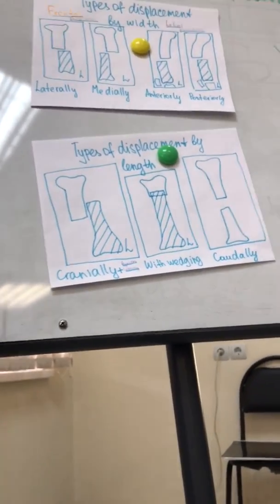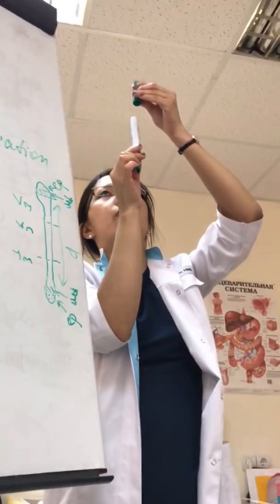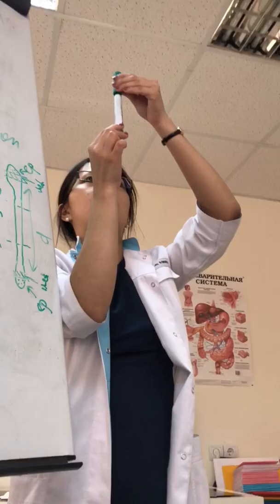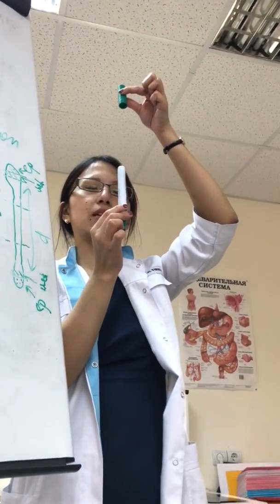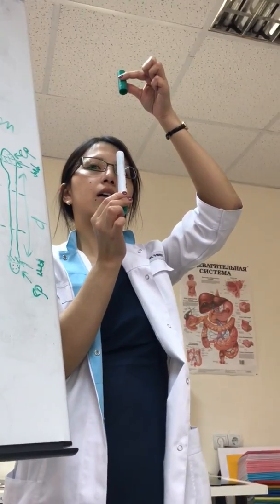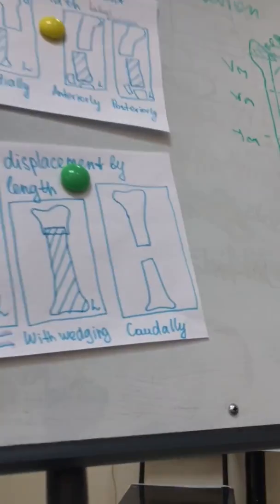It's very simple. Let's begin with this one. Imagine this is bone, this is the left femur. This is the upper fragment, this is the lower bone fragment. If, for example, this fragment is going here, which displacement is it? Displacement by length caudally. Yes, caudally. It means down, okay? Caudally, down.